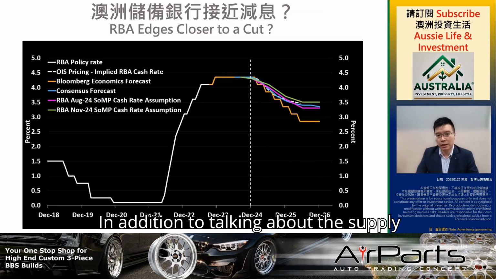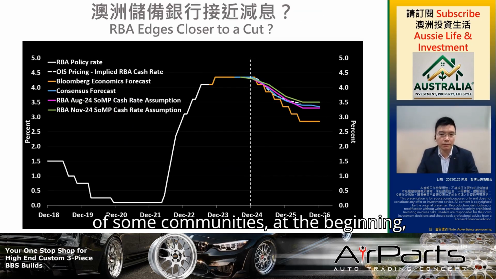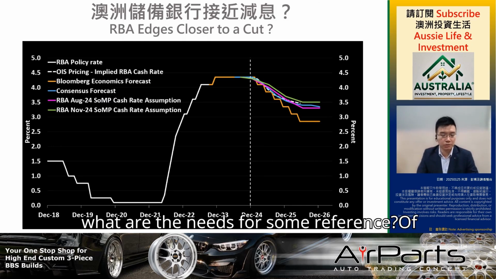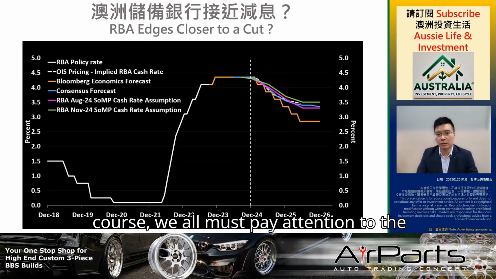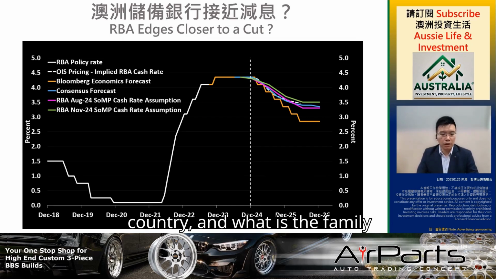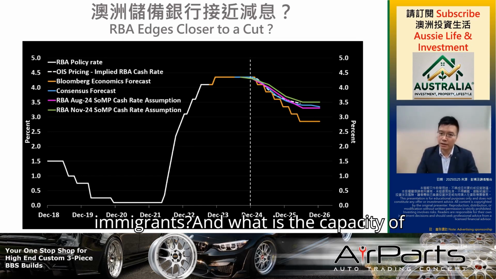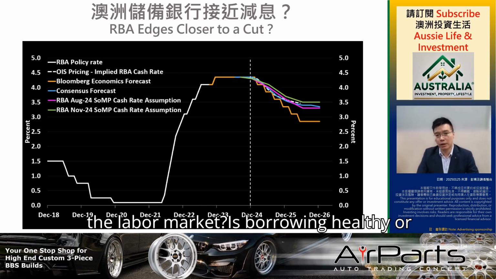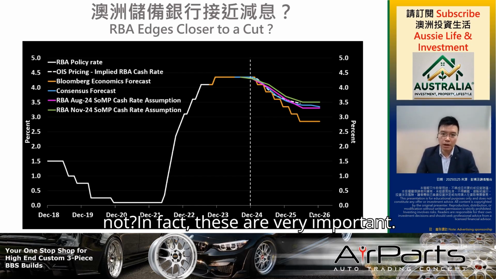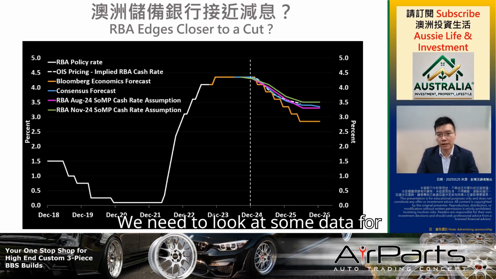Besides the supply in some communities, there are other things to reference. Of course, we must pay attention to the economic environment of the state or country. What is the household situation? What is the level of structural debt? What is the number of immigrants? And what is the capacity of the labor market? Is borrowing healthy or not? In fact, these are very important. We need to look at some data for reference.